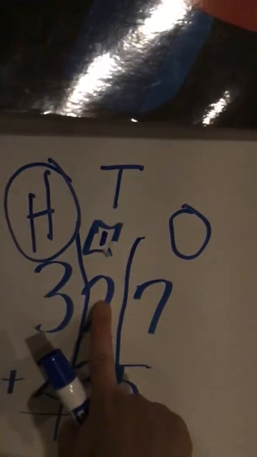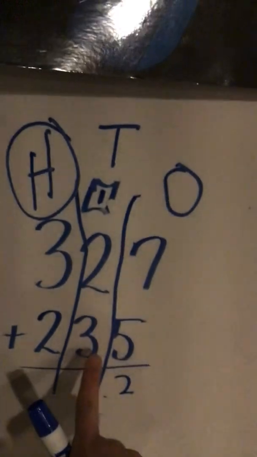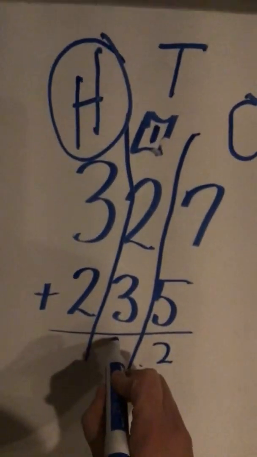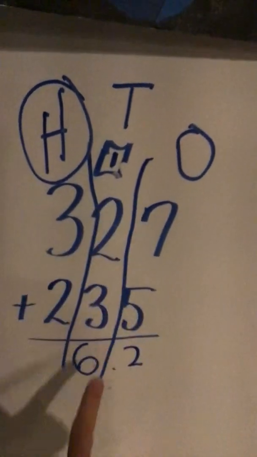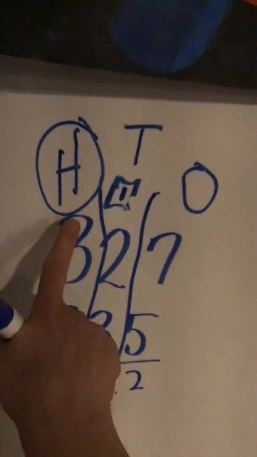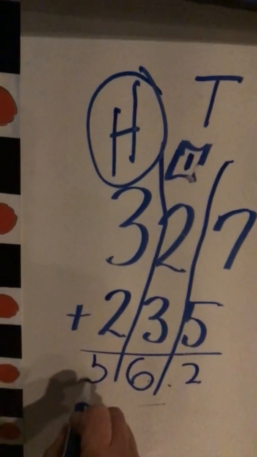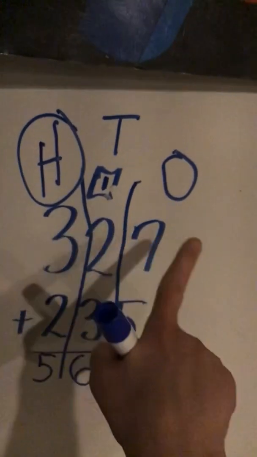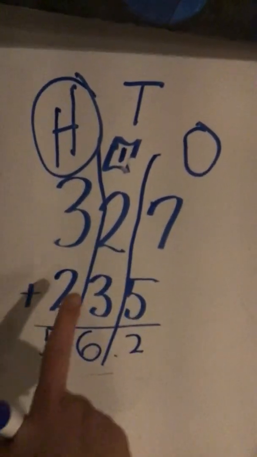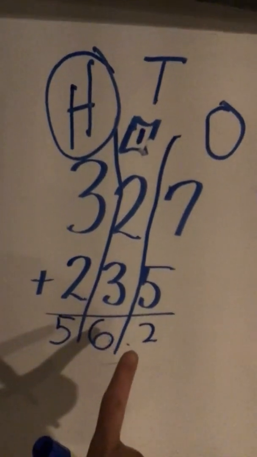So 1 plus 2 is 3. And 3 plus 3 is 6. 6 is a one-digit number, so it can stay right in that column. So 3 plus 2 is 5. So 327 plus 235 equals 562.